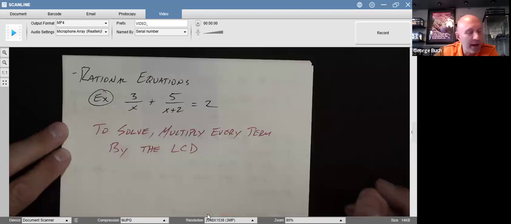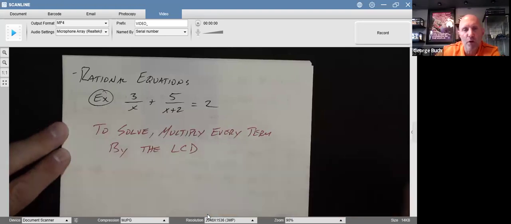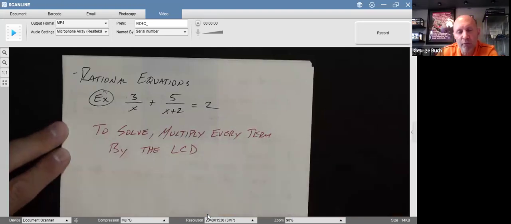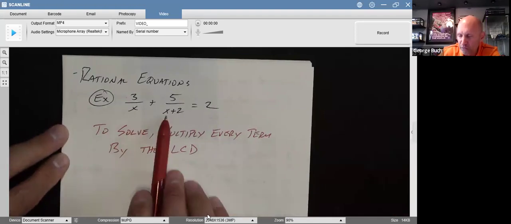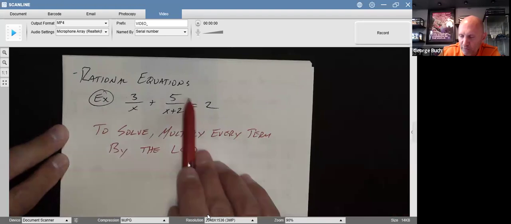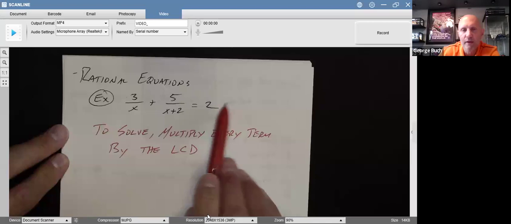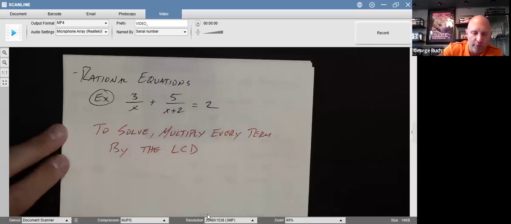So just like we did back with our rational expressions, when we had compound fractions, we could find the least common denominator, multiply everything by the LCD, and it got rid of those extra fractions. Same thing here. So my LCD is what? x times x plus 2. So I multiply this times x plus 2, multiply this one by x times x plus 2, multiply this one by x times x plus 2, and then solve it from there.